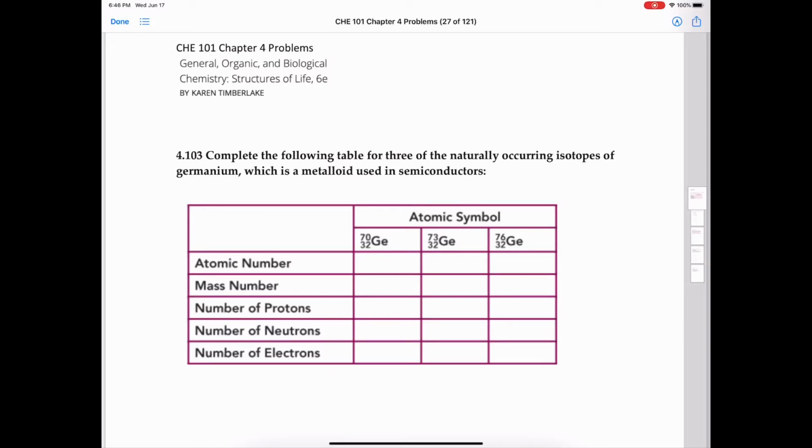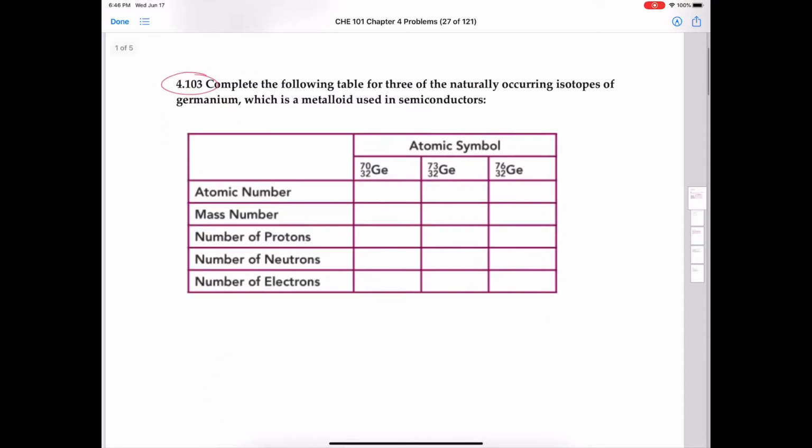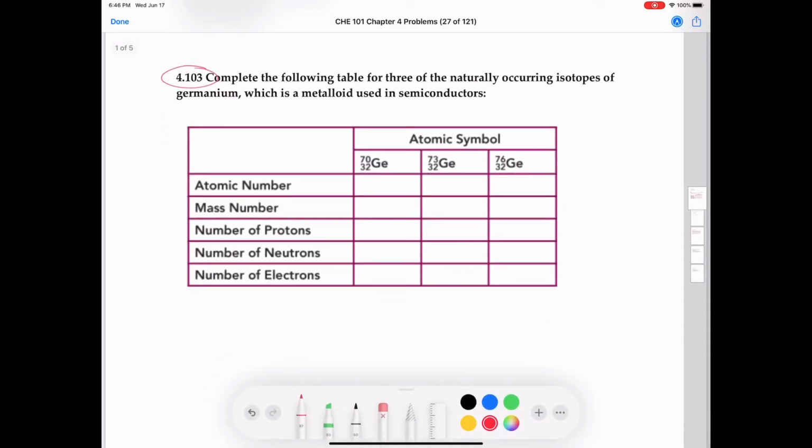All right, Chemistry 101, let's take a look at some problems from Chapter 4, and we'll start with problem 4.103. It says, complete the following table for 3 of the naturally occurring isotopes of germanium, which is a metalloid that's used in semiconductors. So let's bring the table up here and let's figure this thing out.